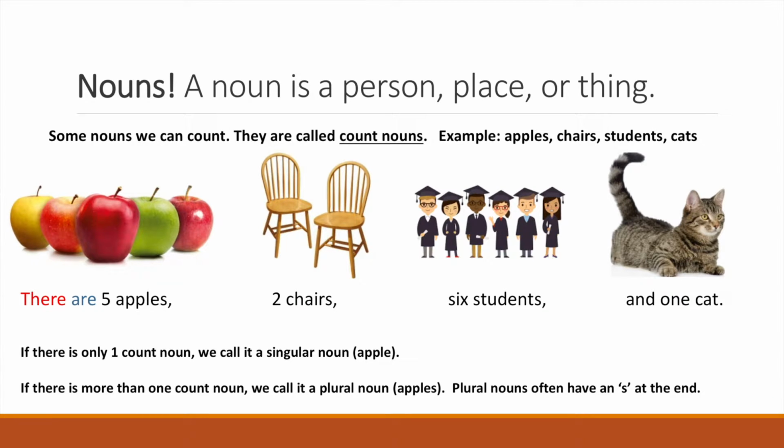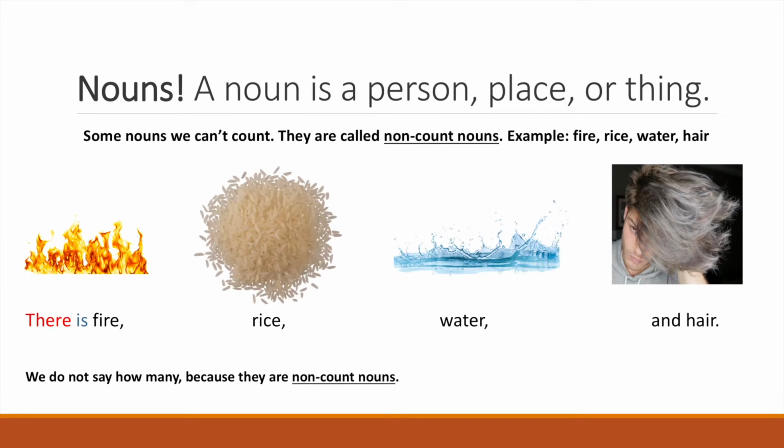Nouns. A noun is a person, place, thing, or an idea. Some nouns we can count. We call these count nouns. Some examples: apples, chairs, students, cats. If there's only one noun, we call it a singular count noun. If there's more than one count noun, we call it a plural noun. Plural nouns often have s's at the end. We also have non-count nouns. These are things we cannot count. For example, fire, rice, water, and hair. We don't say how many there are because we can't count them.